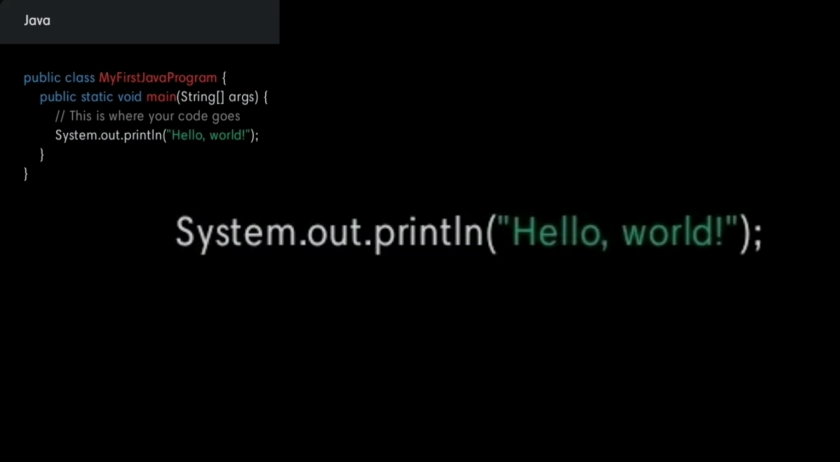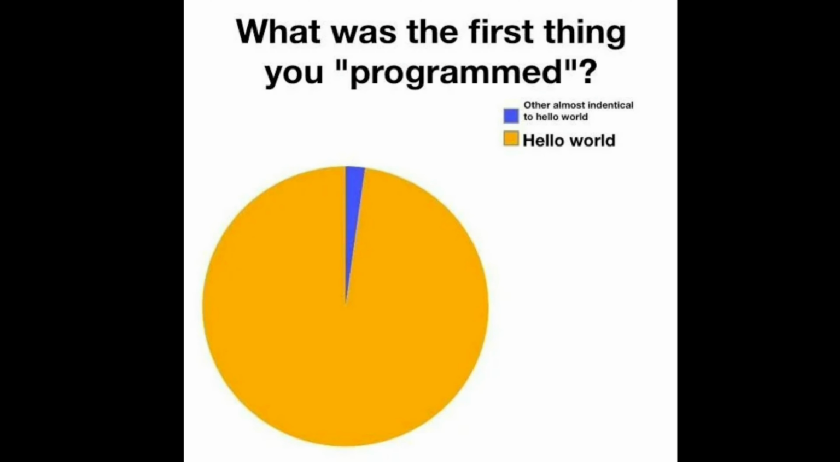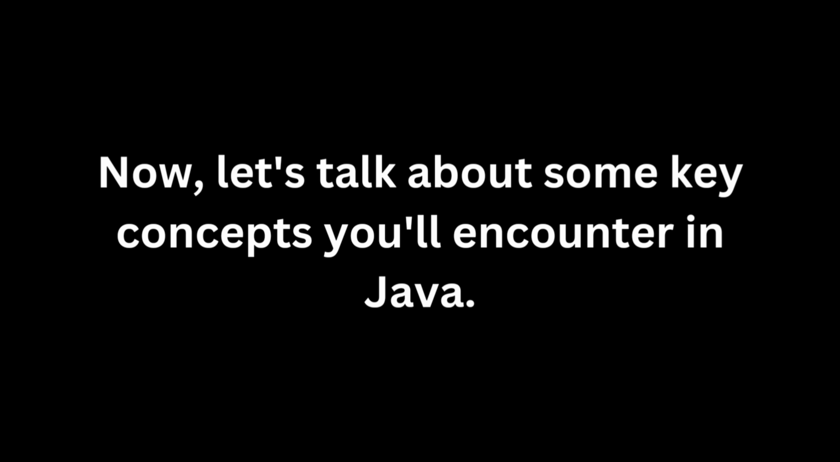System.out.println("Hello, world"). This line prints hello, world, to the console. It's our first step in making the computer do something cool. Now, let's talk about some key concepts you'll encounter in Java.